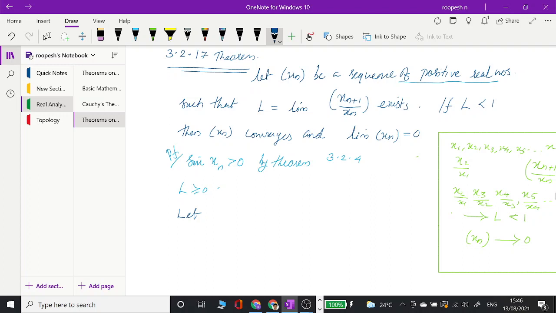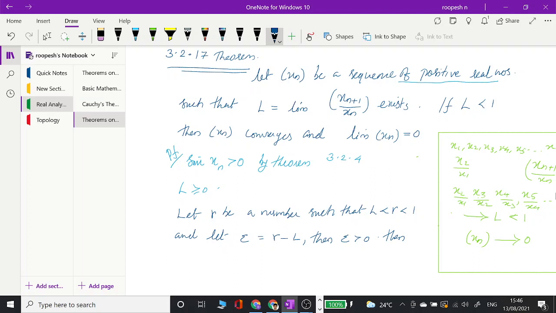Let L and R be numbers such that L less than R less than 1, and let epsilon equal R minus L. Then epsilon is greater than 0.